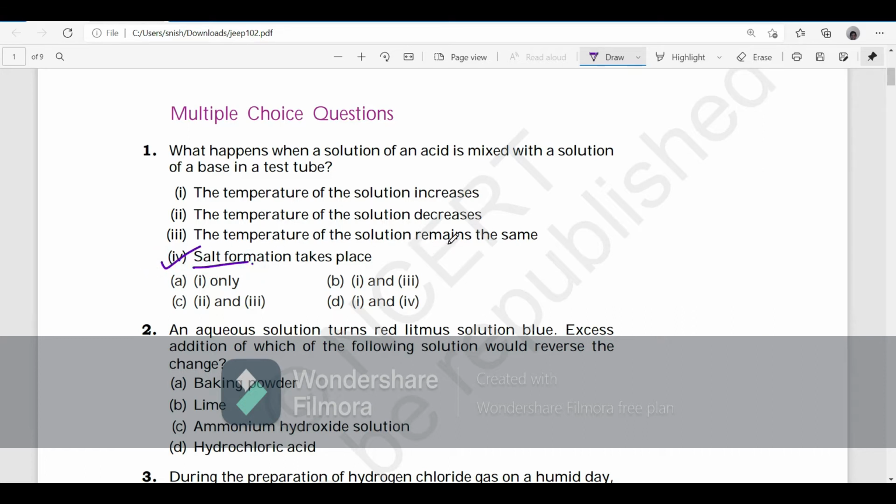The temperature of the solution remains the same. Does it decrease or does it increase? Because this reaction is exothermic in nature, heat should be evolved and the temperature of the solution should increase. So according to that it should be increases. 1 and 4 are correct. Okay. Next, moving to the next question.